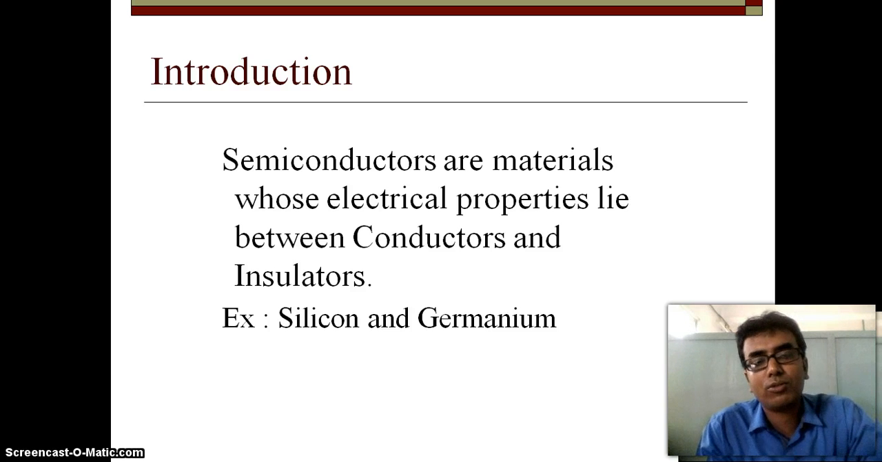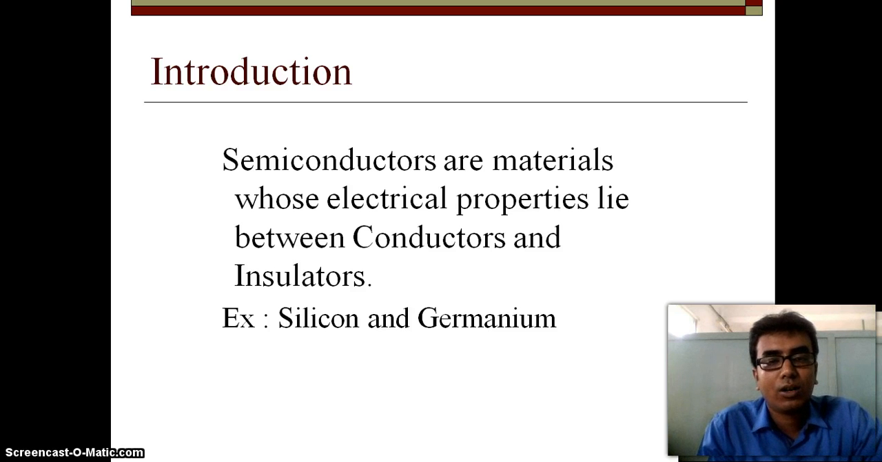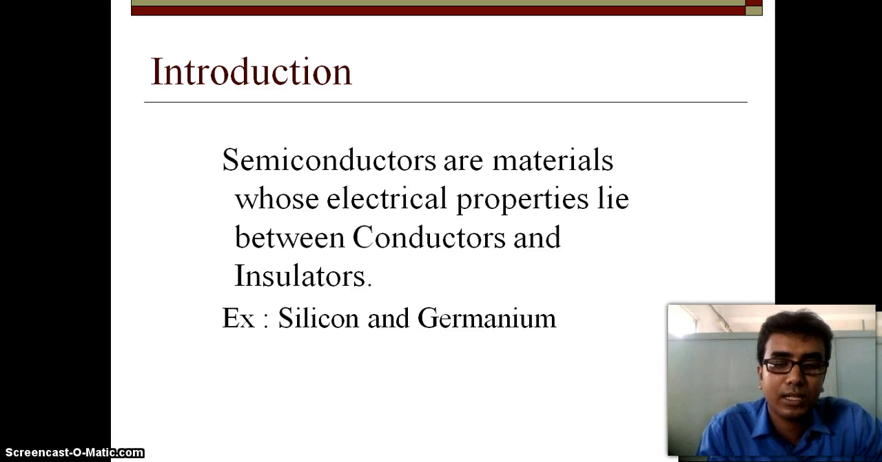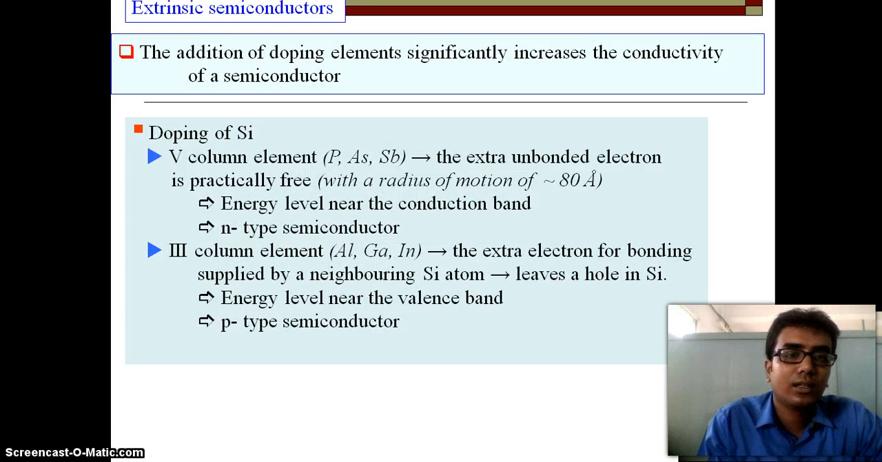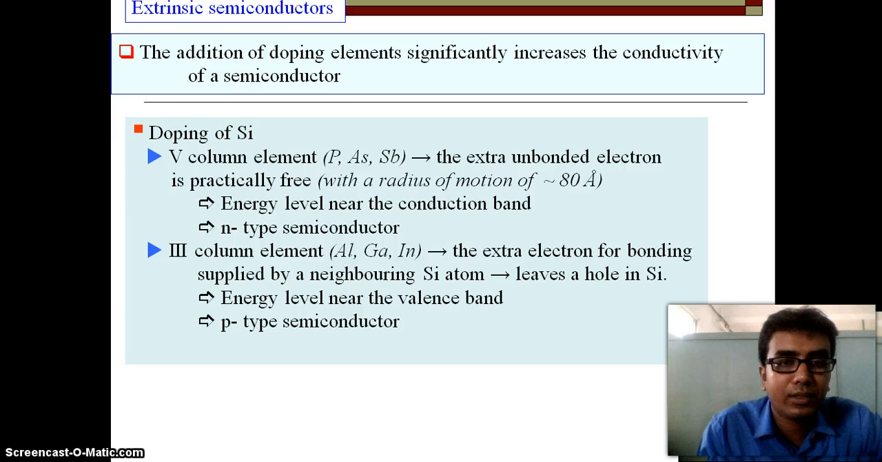Semiconductor means the conductivity of the semiconductor is in between conductor and insulator. Examples of semiconductors are silicon and germanium. Then we can divide semiconductors into two parts, that is extrinsic and intrinsic semiconductors.